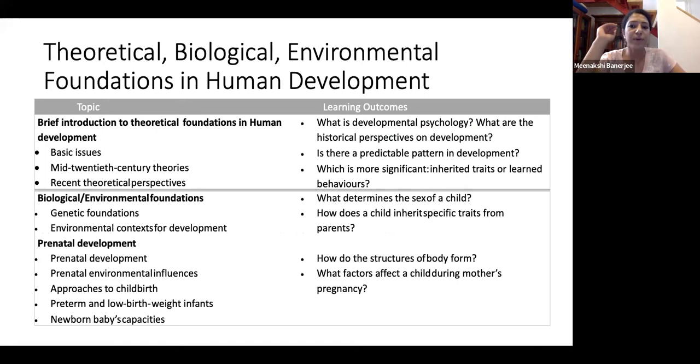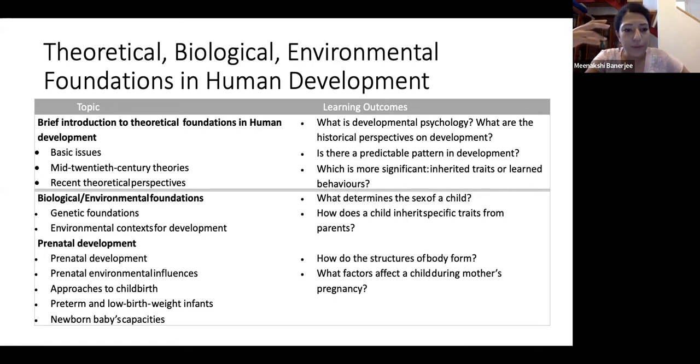Right, so I'm not going to go a lot into depth of what we are teaching because you will learn that, but just briefly to understand what are the subdivisions in this particular course. So the course starts with theoretical biological environmental foundations in human development. So like I said, the field is a relatively new field, if you look at it that way. So what are the basic issues that have come up? What are the early theories in developmental psychology? And what are the now more recently accepted theories that have come up?